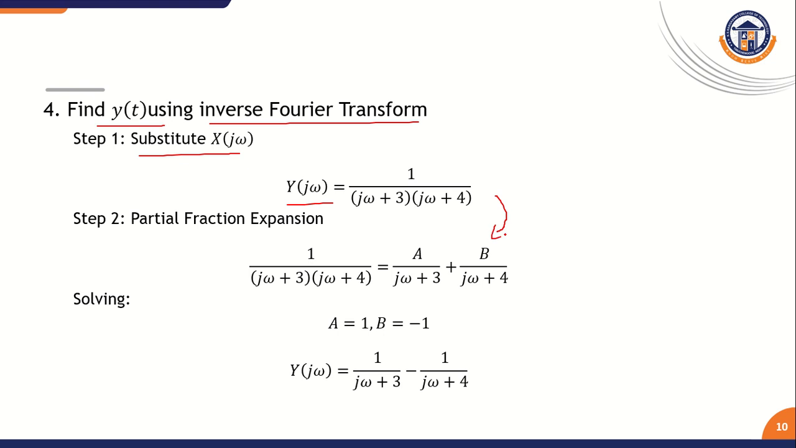Here we apply the partial fraction concept, because we need to find small y of t. We have to separate this equation through the partial fraction concept. We already know the partial fraction form: 1 divided by (j omega plus 3) into (j omega plus 4) is written as a divided by j omega plus 3, plus b divided by j omega plus 4.